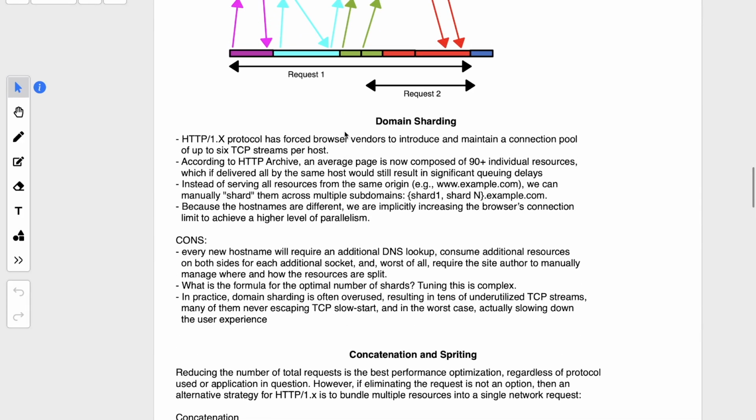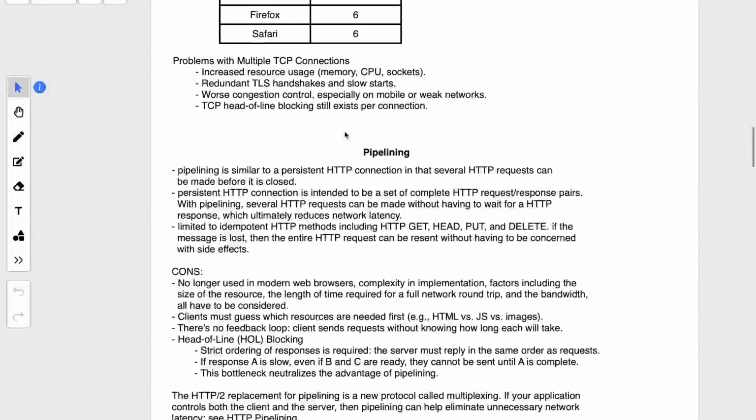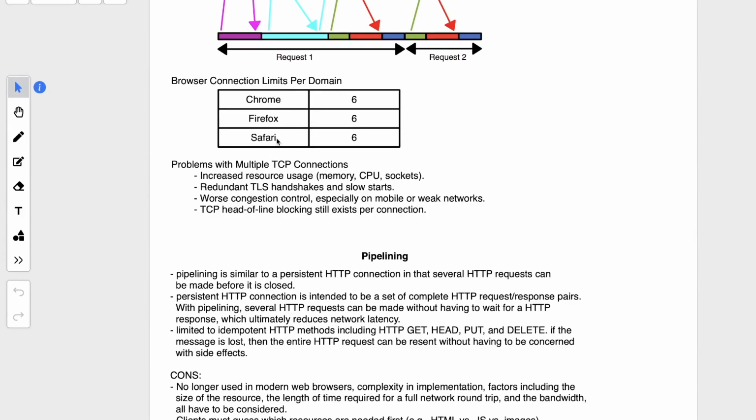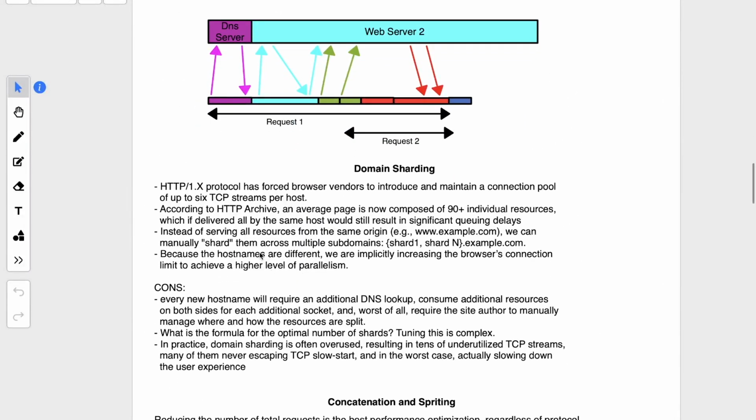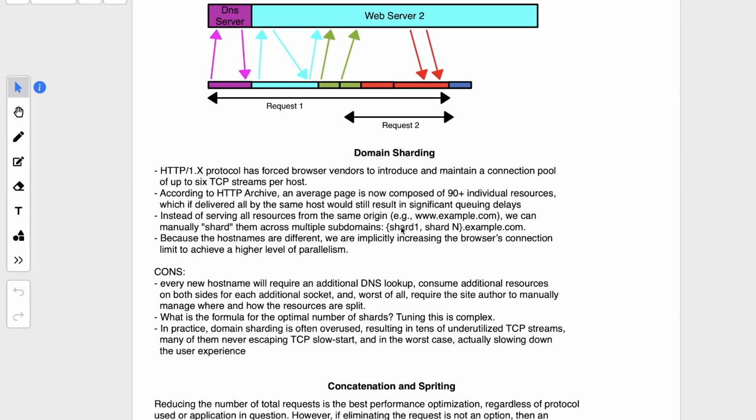And as we have a limit of 6 TCP connections per domain in all the browsers, getting all those resources will take some time, because you can only request 6 resources at a time. You have to get 90-plus resources before loading the web page, so it will take some time. To resolve that, some people use domain sharding.